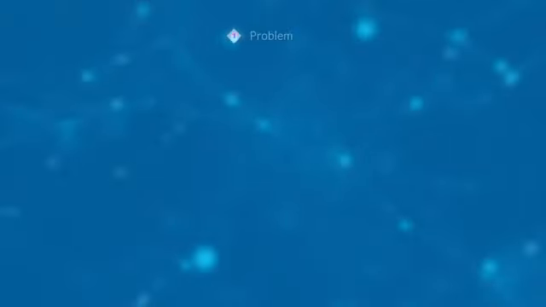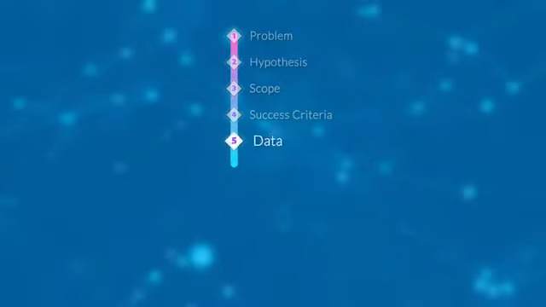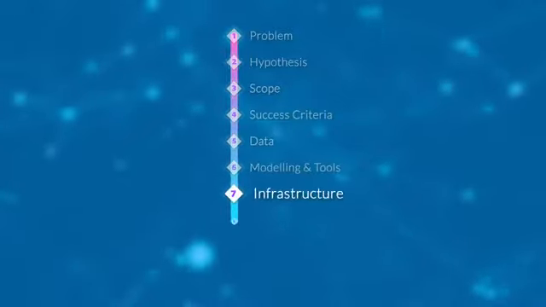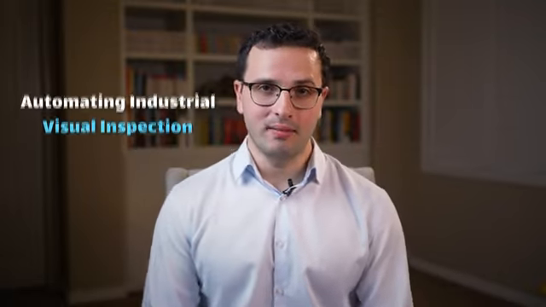There are 10 elements to take into consideration when planning an AI proof of concept. Those are the problem, hypothesis, scope, success criteria, data, modeling and tools, infrastructure, deliverables, team, and finally, time. Let's explore each element by using an example use case, automating industrial visual inspection. In this use case, we'll be using deep learning to automate the detection of defects in products or parts instead of heavily relying on manual inspection by subject matter experts.